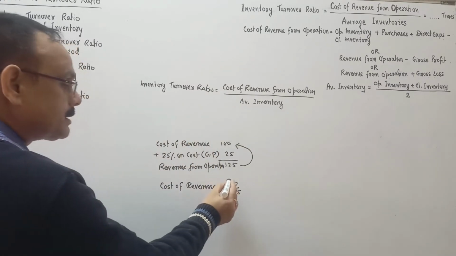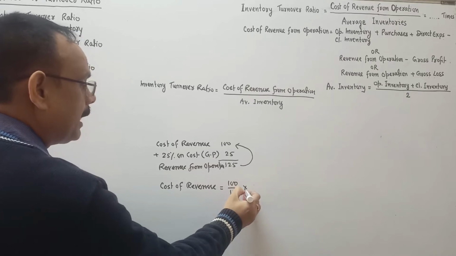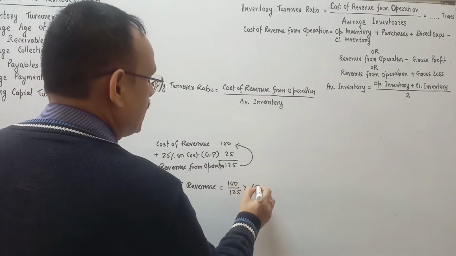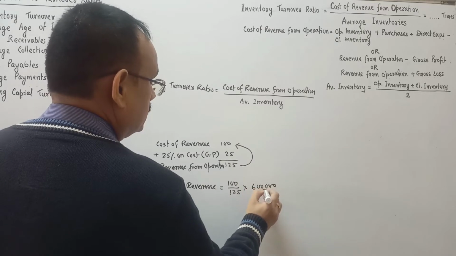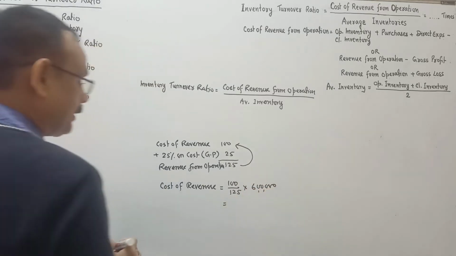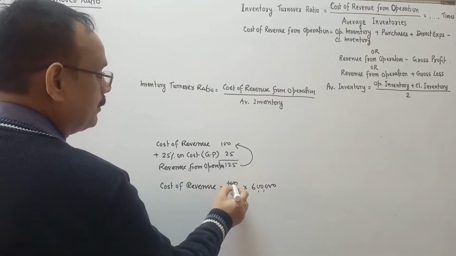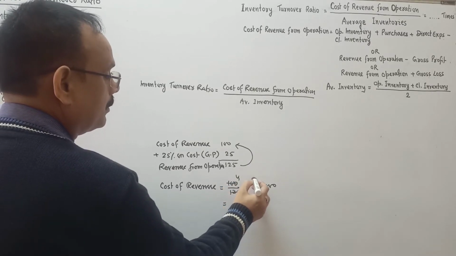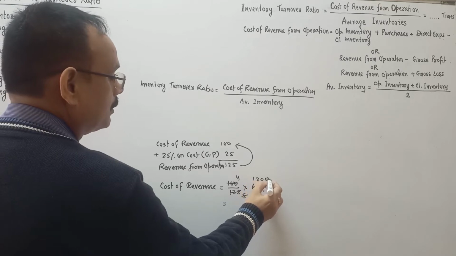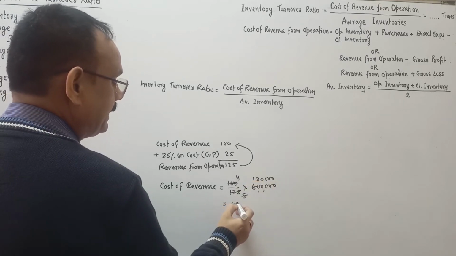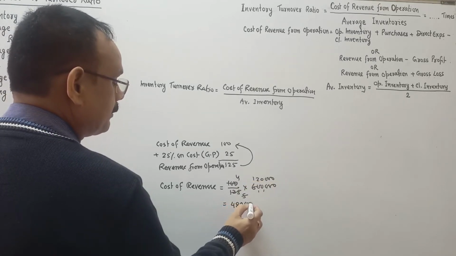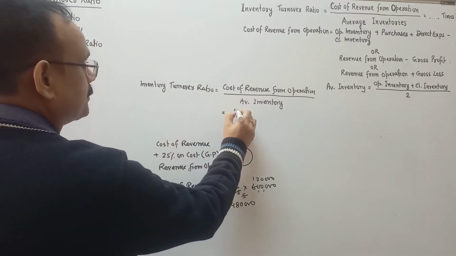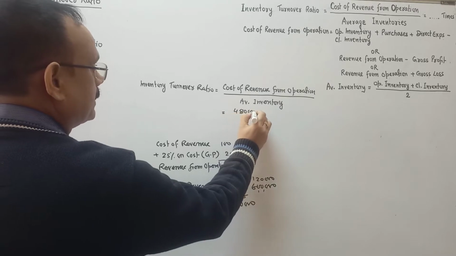So when it is 1, then 100 by 125, and when the revenue from operation which is given in the question is 6 lakhs, then cost of revenue will be 4,80,000. So cost of revenue from operation is 4,80,000.